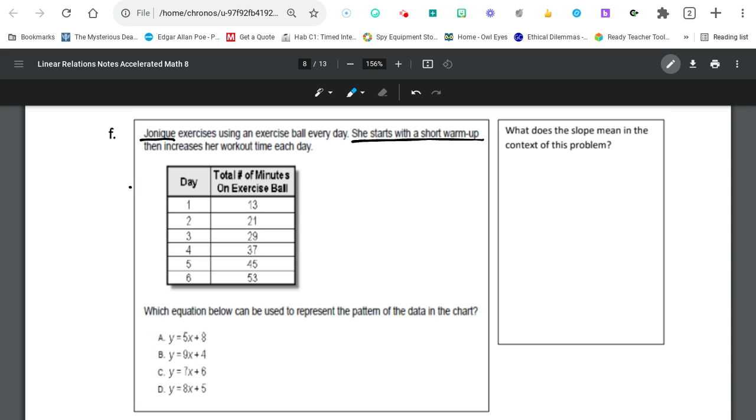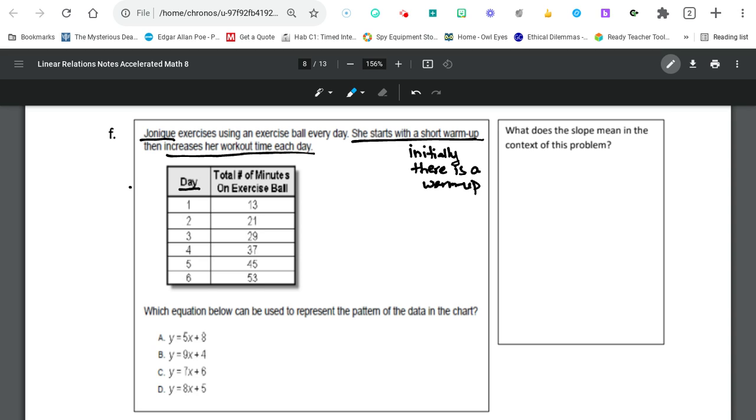So we know initially there's a warm-up. And that's what you expect when you exercise. Most people warm up. Then she increases her workout time each day, okay? All right, so let's take a look at what's in the table.